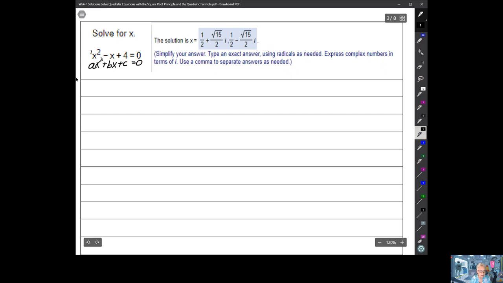A equals 1, B equals negative 1, C equals 4.